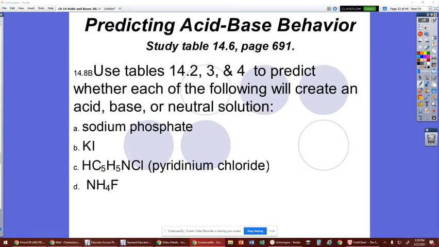All right, so let's take a look at now a situation where we can look at salts and predict if their solutions are going to be acidic or basic based on looking at Ka and Kb values that you will find on the following pages. In your textbook, they are going to be 658 and 678.